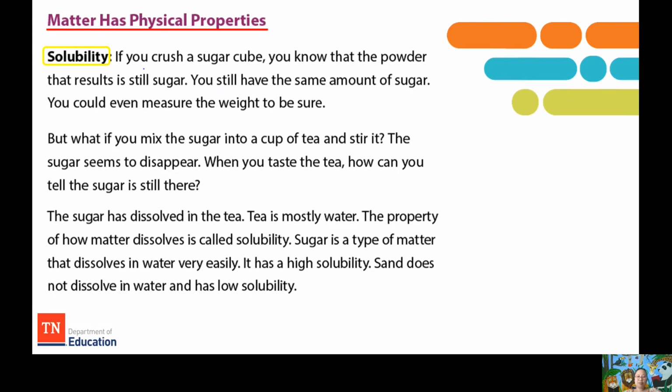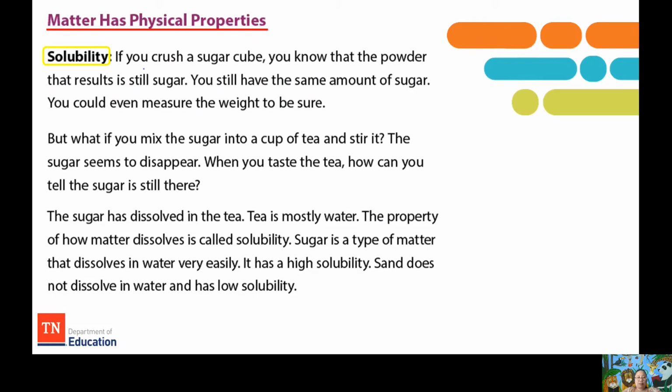Tea is mostly water. The property of how matter dissolves is called solubility. So the solubility, we're talking about how something dissolves in water. But the dissolving doesn't mean it disappears. It's still there. You just cannot see it, I guess. Sugar is a type of matter that dissolves in water very easily. It has a high solubility.